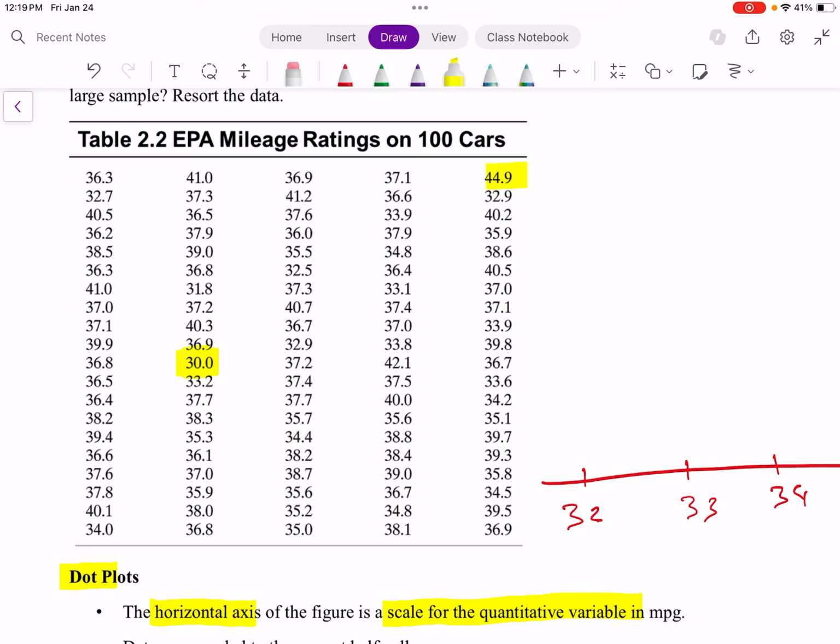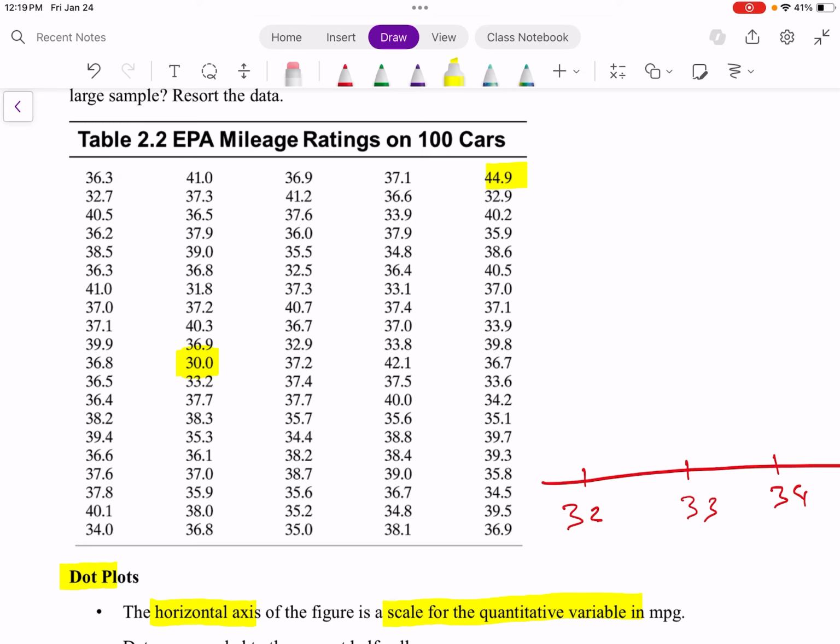Okay. So we have 100 measurements between 30 and 44.9. There is not much variability here. The distance of the measurements from each other is not too big. It means it has less variability.